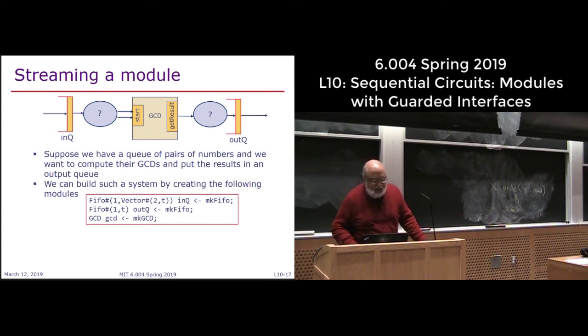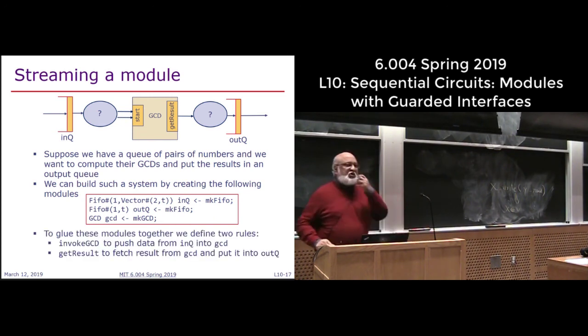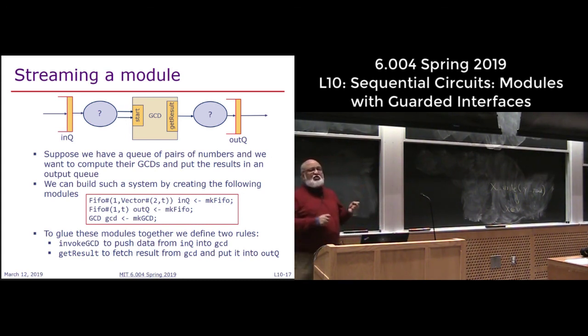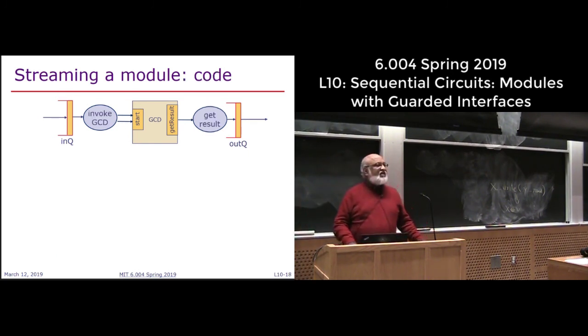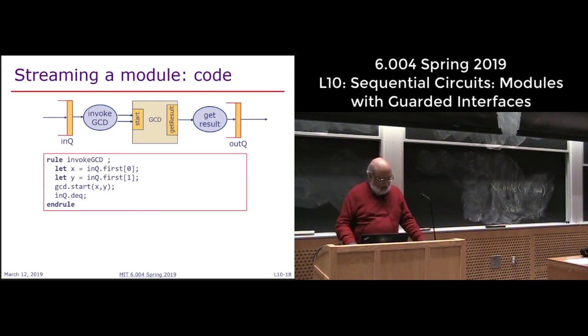So the very first thing I'll do is I'll create three things. I create two queues, in queue and out queue. And I instantiate my GCD, because I know how to make a GCD. So I've instantiated it, and now I have to write two rules to glue them together. One rule that will pick things from the in queue and put them into the start function. Another rule that will take things out from the get result and put them in the out queue. So when you do that, now you have a full system, and the code for this is really almost trivial to write, right? So you can see it.